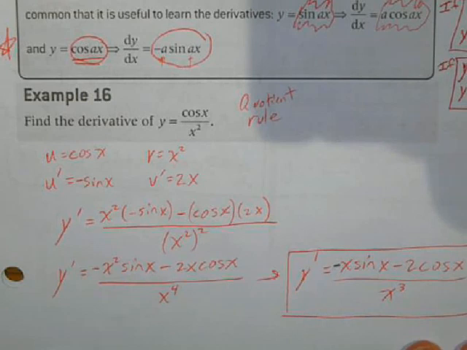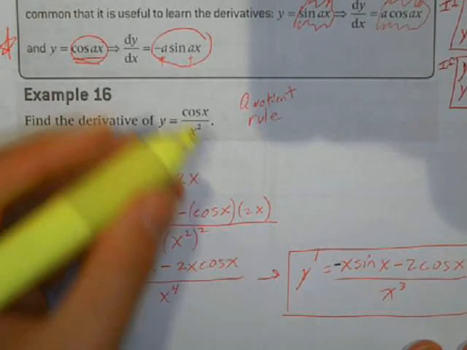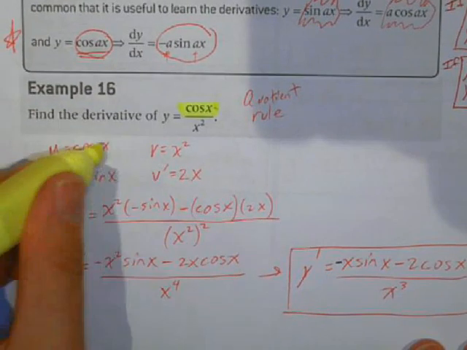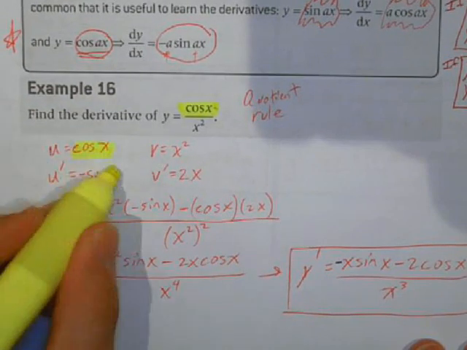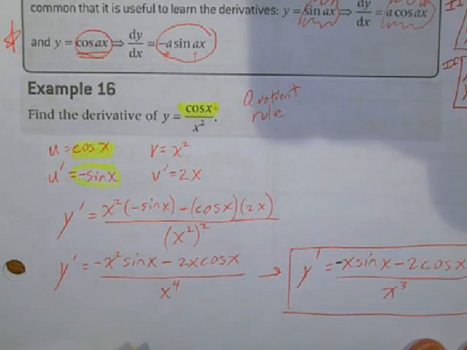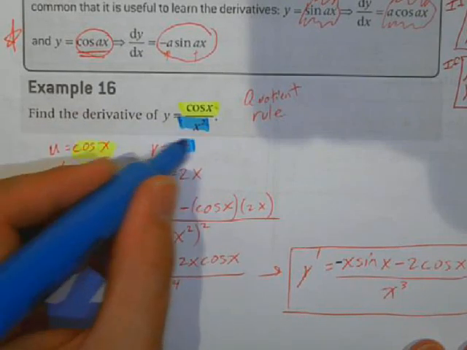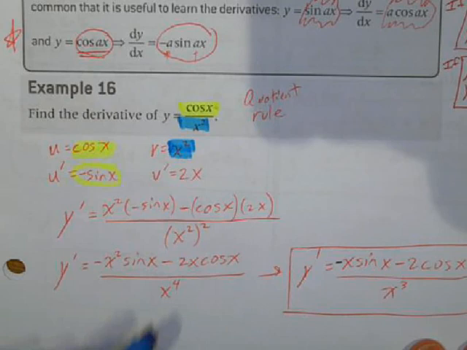So we're going to have to use the quotient rule. I'm going to make u equal to cosine x, and the derivative of that is negative sine x. I'm going to make v equal to x squared. So the derivative of x squared is 2x.